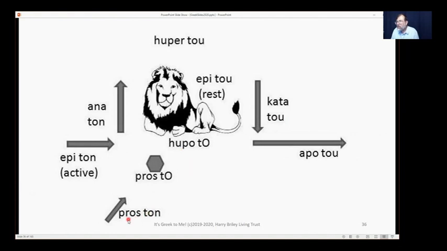Okay, so pros ton, which means I'm facing the lion, but I'm approaching the lion. I'm in action. Pros to has this stop sign effect. It just says I'm actually standing in front of the lion, face to face. I can also be above the lion, hyper to, or below, hypo to. So I can't explain to you why to is used and ton is used. It has to do with the grammar, but definitely the to in the cases of kata and apo make abundant sense. I'm down of or down from the lion. Of, from are both genitives, or I'm running away from the lion, away of the lion. You might even want to keep this chart to help you figure out, is it an active epi or a resting epi?